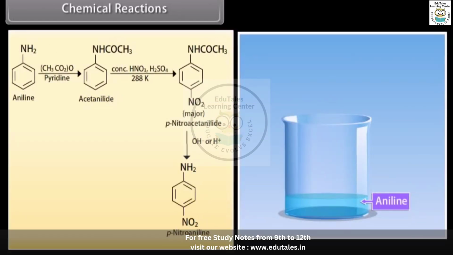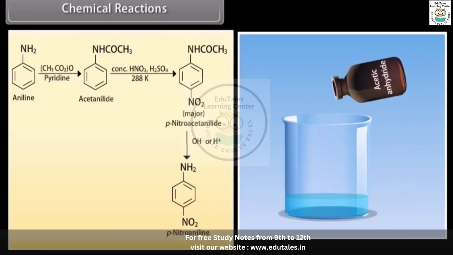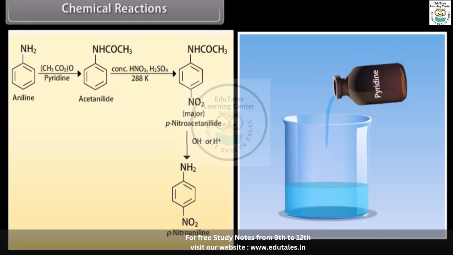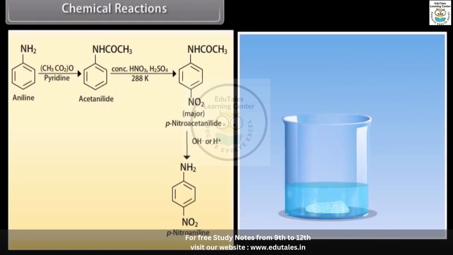Aniline reacts with acetic anhydride and pyridine and forms acetanilide. Now add concentrated nitric acid and sulfuric acid at room temperature and form para-nitroacetanilide, which is then followed by hydrolysis to produce para-nitroaniline.